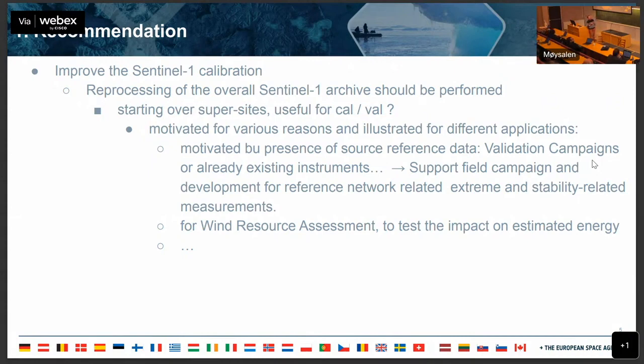The motivations are the presence of, let's say, reference data. If you want to have validation campaigns, because this is also a wish, and typically this is what is being done for the tropical cyclones, where we are taking care of trying to use the validation campaigns and the flights from the SFMR, but there are maybe some other possibilities of additional campaigns that would be possible. So there was a requirement to support field campaigns, not only for tropical cyclones, but in general. And also one of the motivations could be not only the presence of reference data, but to test the impact on possible applications, such as wind resource assessment.